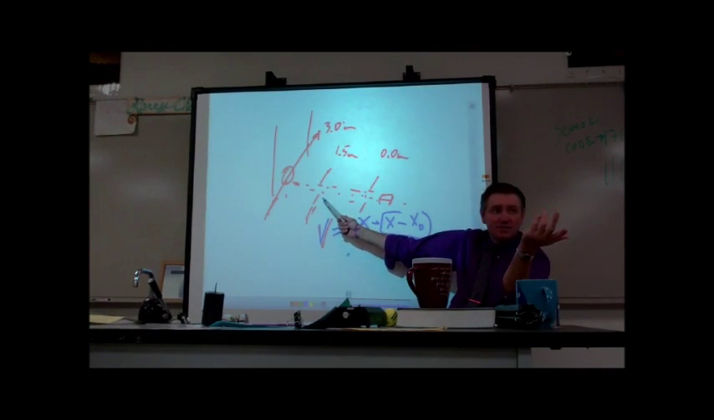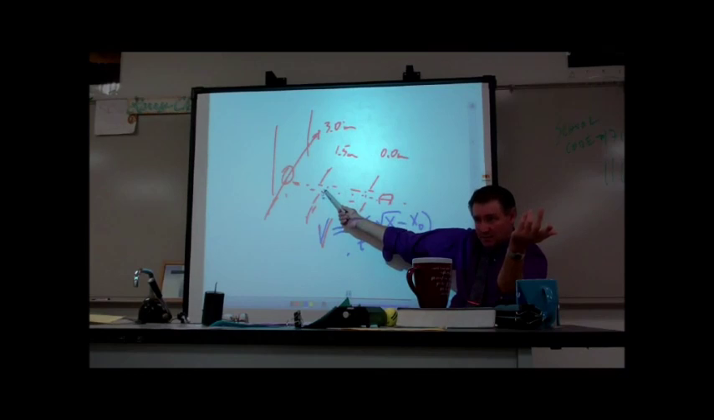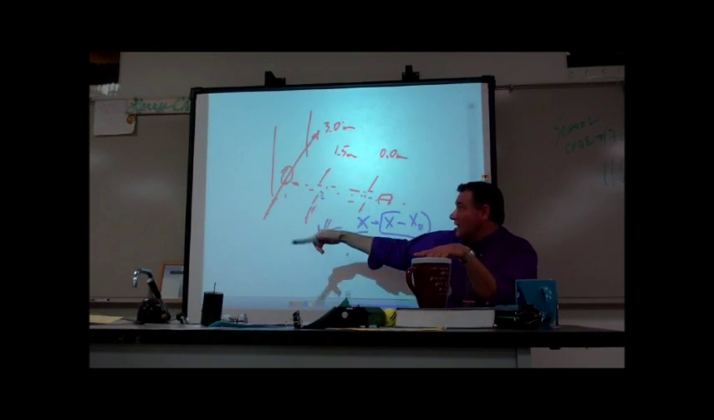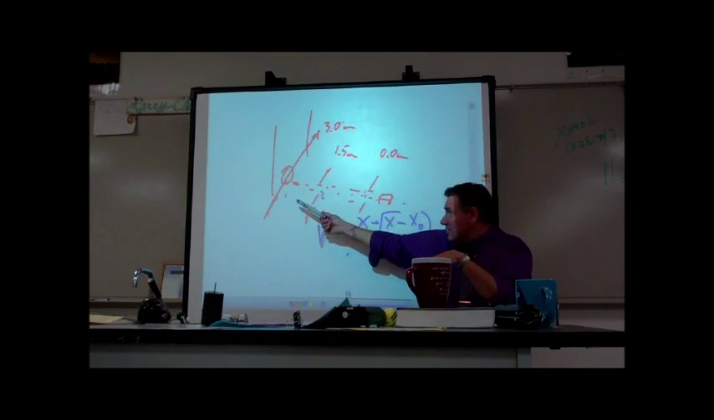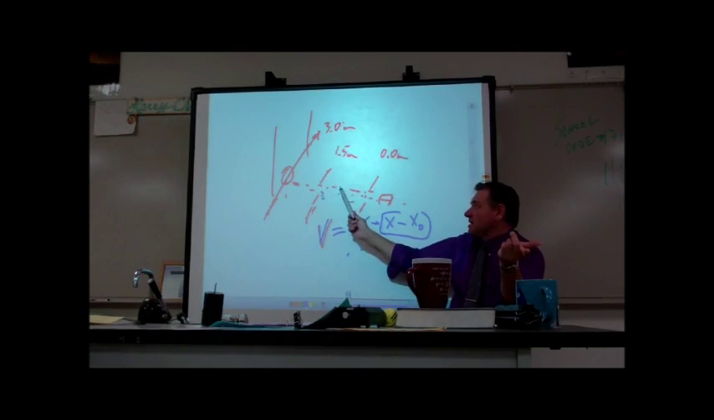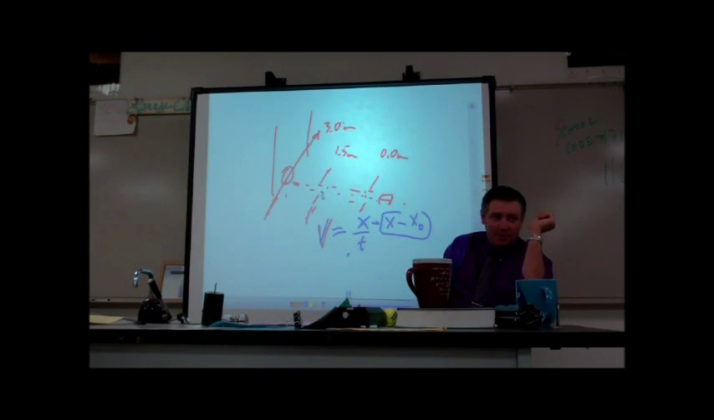Then you're going to do the same thing for here. You're going to take this displacement, you're going to divide that by that time. To get the velocity on the way back, you're going to take that displacement divided by that time. Okay? It's all the data that you need.